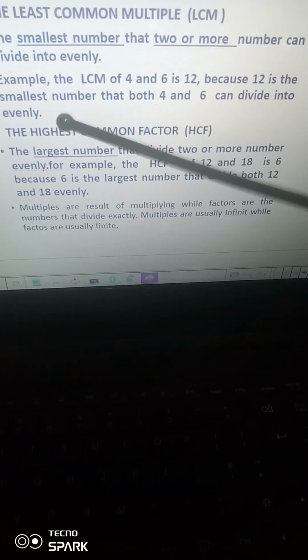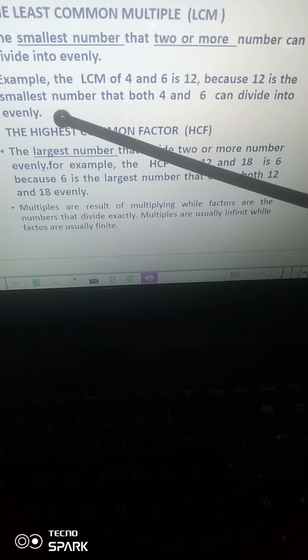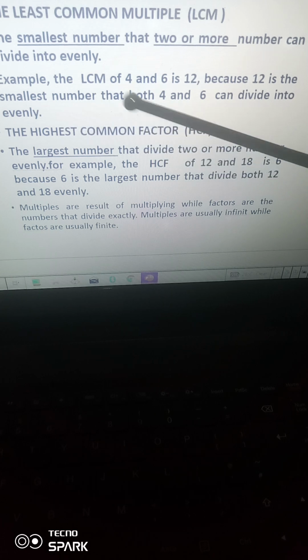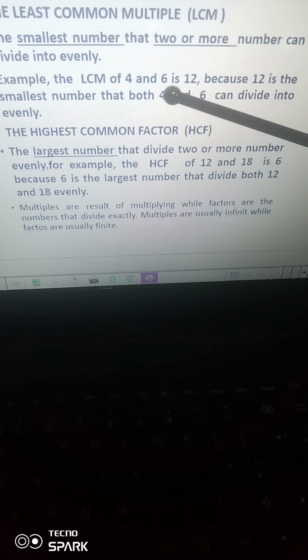12 is the smallest number that both 4 and 6 can divide into exactly without what? A remainder. There is no number that is smaller than 12 that 4 and 6 can divide into exactly without what? A remainder.